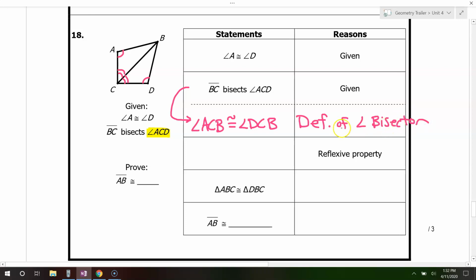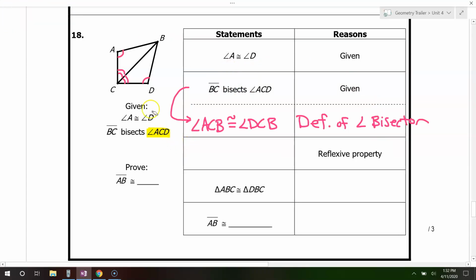Sometimes students get confused and they'll put definition of midpoint right here. Well, the way you know is because of this big hint right here. If the previous statement says bisect, it's probably going to be definition of angle bisector.